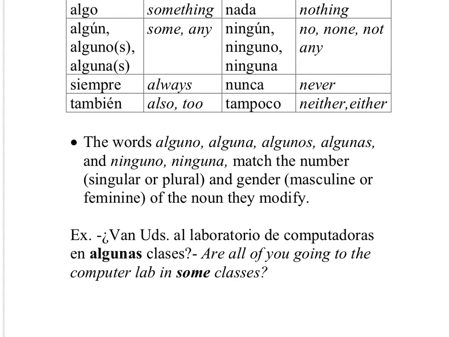Okay, the words alguno, alguna, algunos, algunas, and ninguno, ninguna match the number, singular or plural, and gender, masculine or feminine, of the noun they modify. So you can see that these words can be made to match. So o, a, os, as, you can change them. Okay. All right. Let's look at an example.